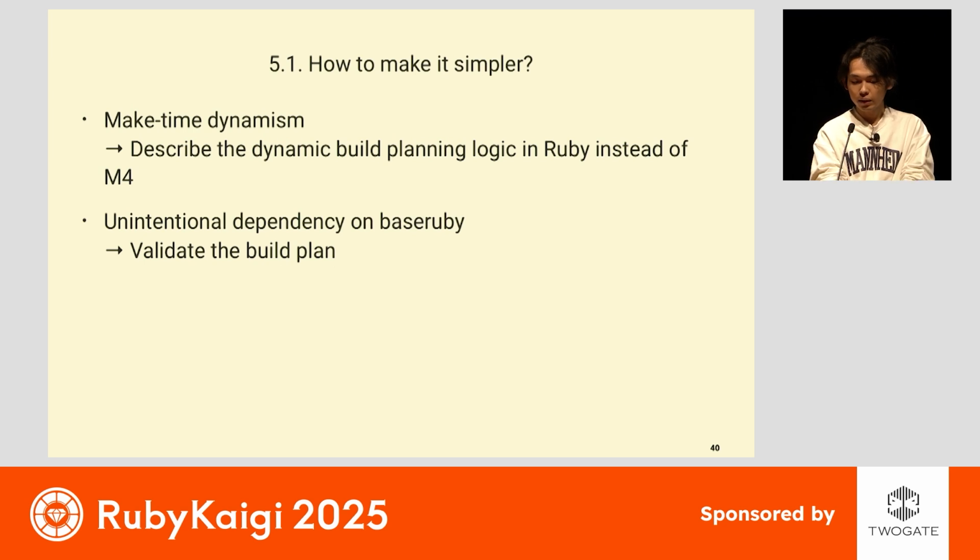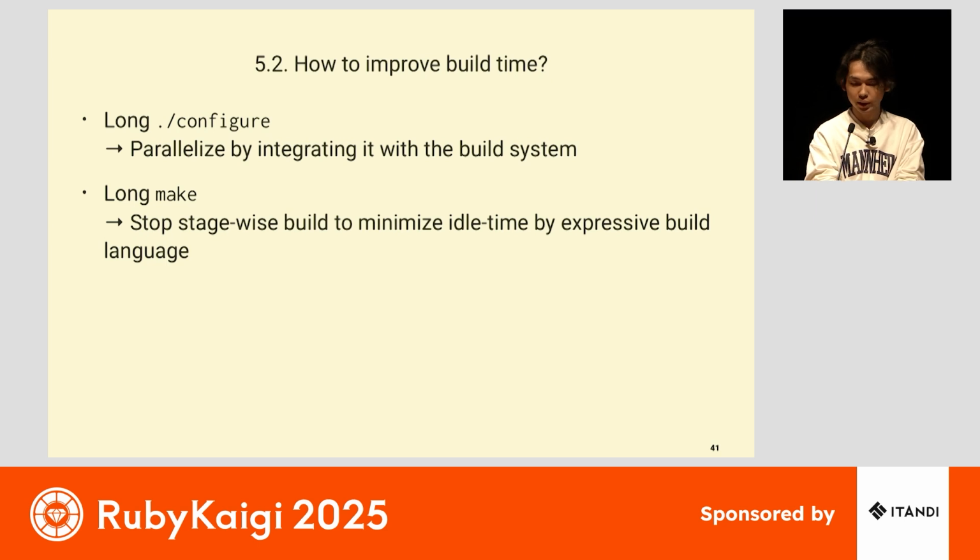And for unintended dependency introduction, the build system should be able to validate the build plan before executing it. And for performance improvement, we need to address both the configure and make phases by integrating feature detection into the build system itself. We can parallelize these checks. And also by moving away from recursive make to a single build graph, we can optimize task scheduling across the entire build. So it will result in eliminating those idle times we saw earlier.